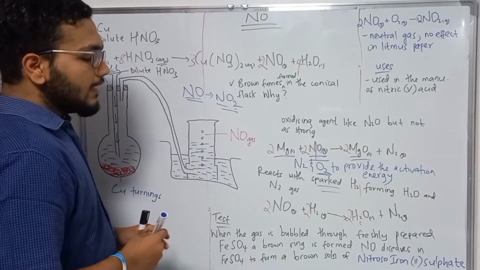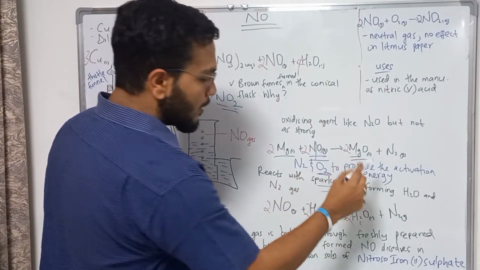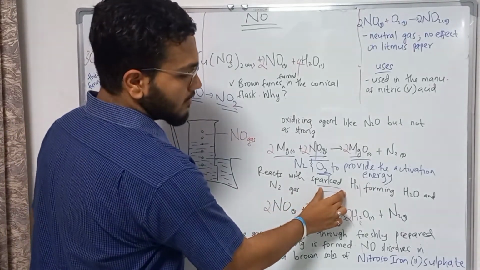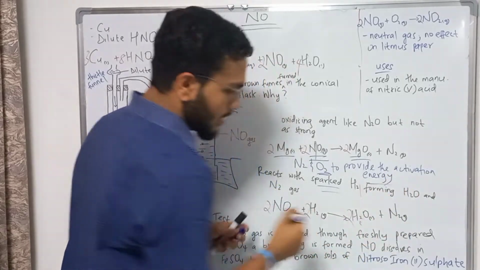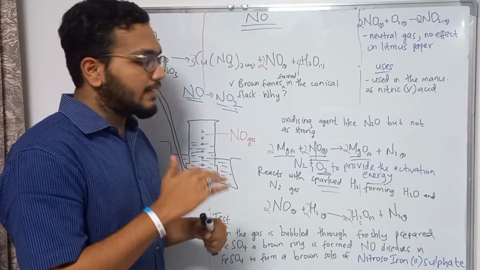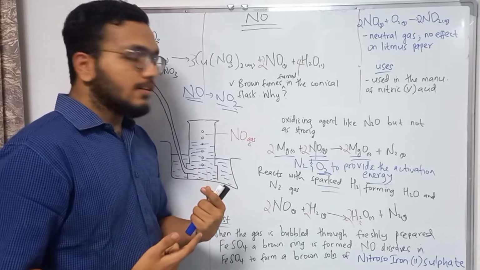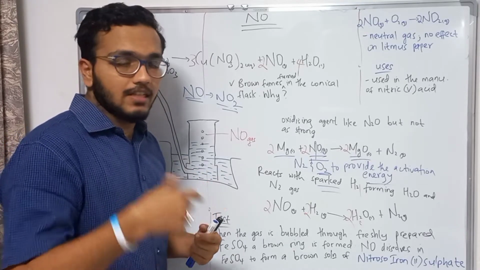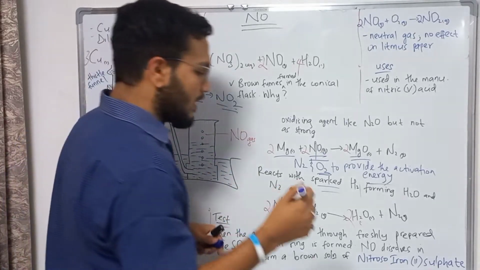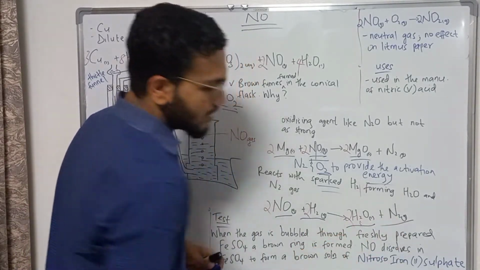Okay. Nitrogen 2 oxide reacts with sparked hydrogen, forming water and nitrogen gas. Now, why is the hydrogen sparked? To provide the activation energy. What is activation energy? Activation energy is the minimum energy required to start a reaction. So the reaction cannot start just like that. You need a spark to give the activation energy to start the reaction. So without the spark, the reaction cannot start. So nitrogen 2 oxide reacts with hydrogen to give water and nitrogen gas.